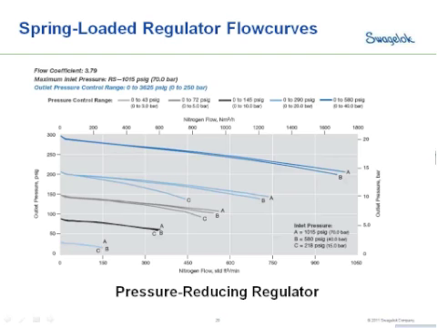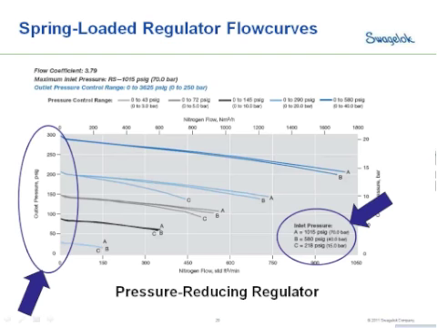Now, when we talk about using a flow curve, there's things that we need to know. The first thing we need to know is our inlet pressure. This is going to be the high pressure coming into the regulator, the pressure that we're starting with before we reduce it down. The next thing we need to know is our outlet pressure. This is going to be the target pressure out of the regulator when it's in operation.